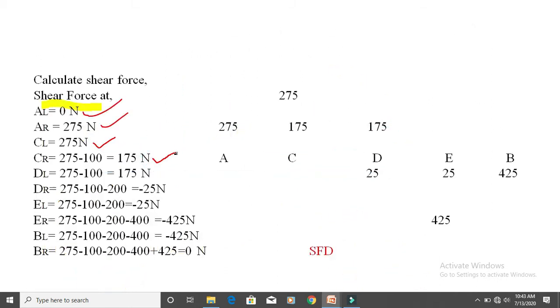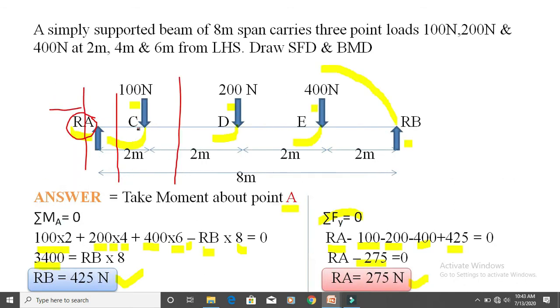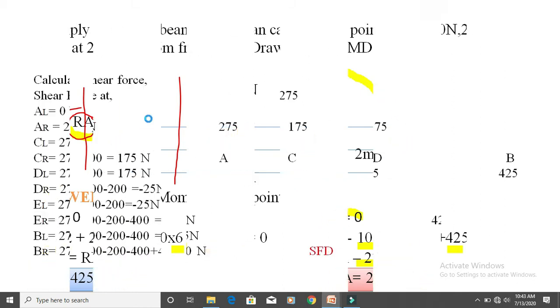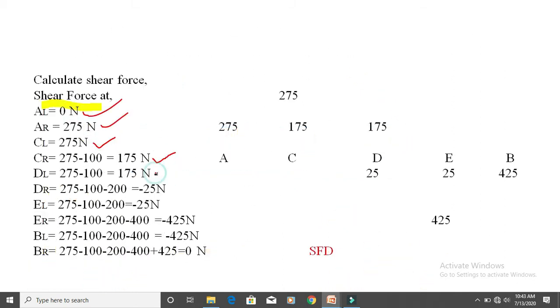175 Newton. The next is D of left. D of left is 275 minus 100, equal to 175 Newton. It means now this line is drawn left of the D. So you should draw here the same. Now see to the left of that line. While we watch the left of that line, there are two forces, RA and C. The RA is going in an upward direction, so plus RA, that is plus 275, and 100 is going in a downward direction, so minus 100. So calculating these values, we got an answer of 175 Newton.